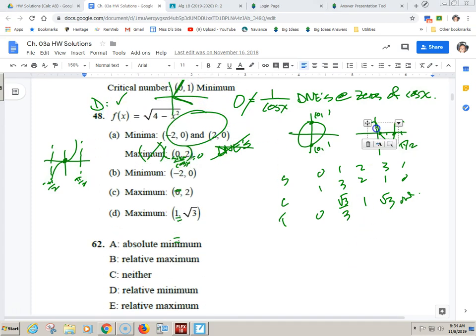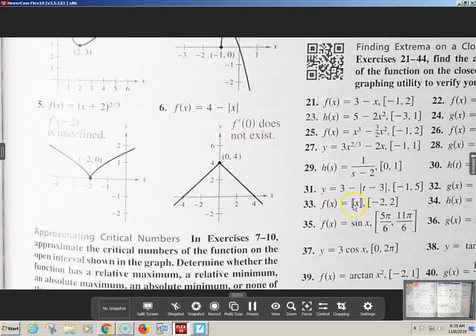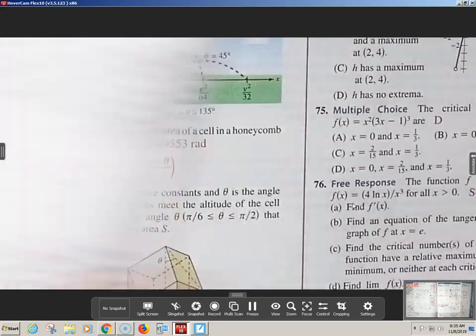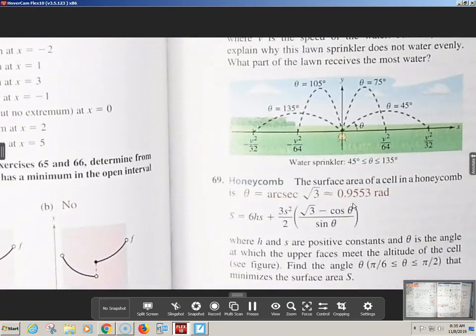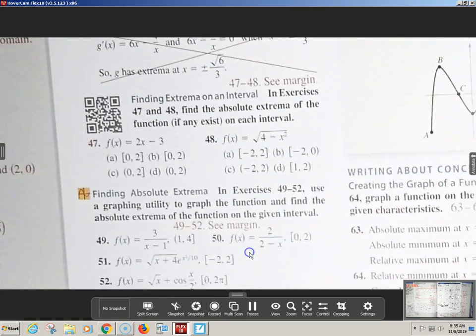Number 48. You guys can check out your, sorry, let me get rid of all this stuff. Your minima, your maximum, your minimum, your maximum, and your maximum. Ew, what's going on with that guy? Why are there so many A, B, C, Ds? What's number 48, guys? They gave you different intervals to consider and say, okay, think about this guy on him, on him, on him, and on him.